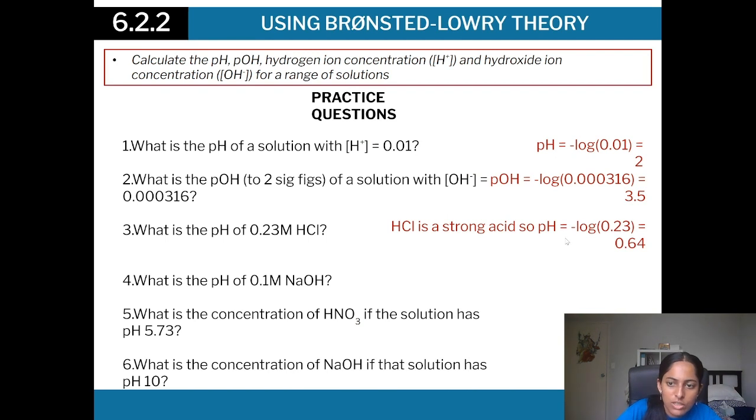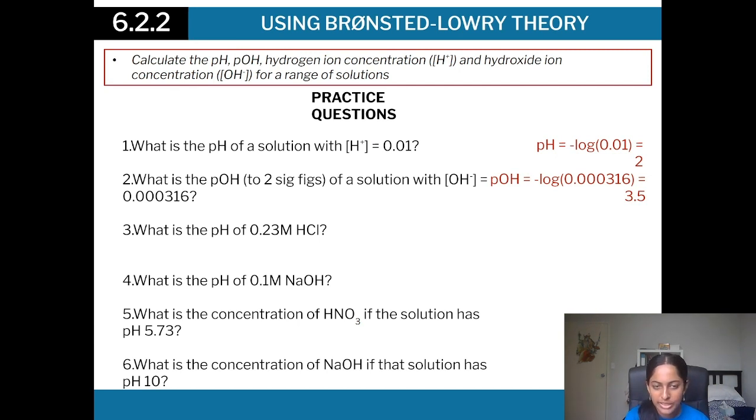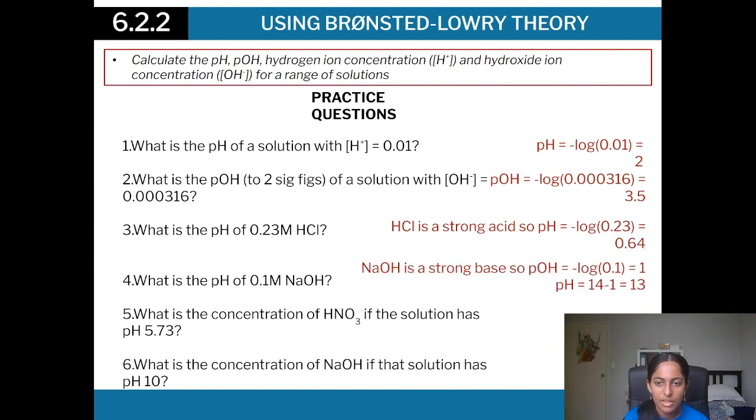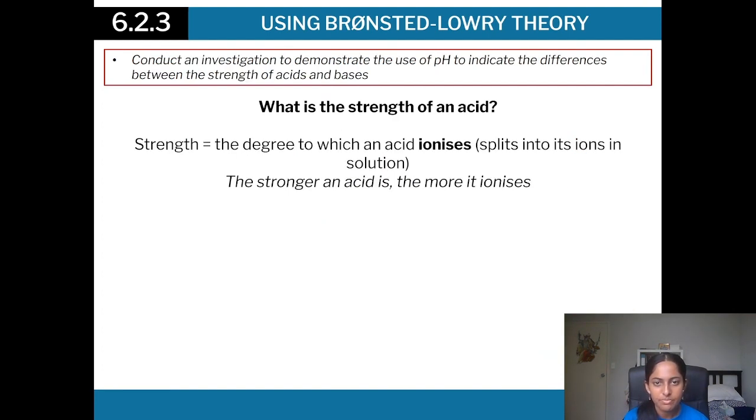So therefore, it'll just be negative log 0.23, which should get you 0.64. So that's how you go through these questions. You should never get a negative pH value. If you did, then that means you did something wrong. So be very careful. And also just note that there's actually a negative in the front of the pH and pOH equations. So yeah, let's move on.